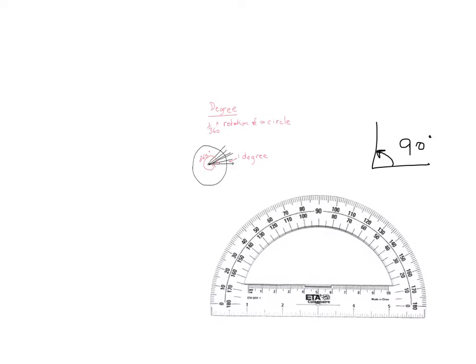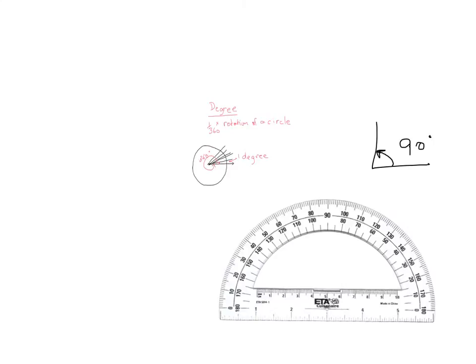So this tool here is called a protractor, and a protractor is taking that shape so you can figure out what portion of the circle you're dealing with.